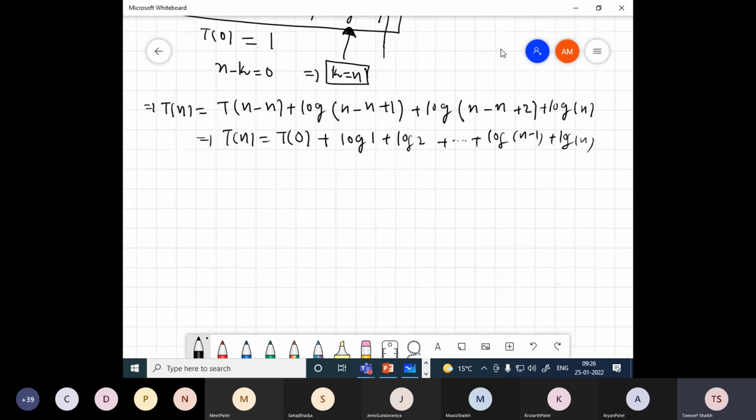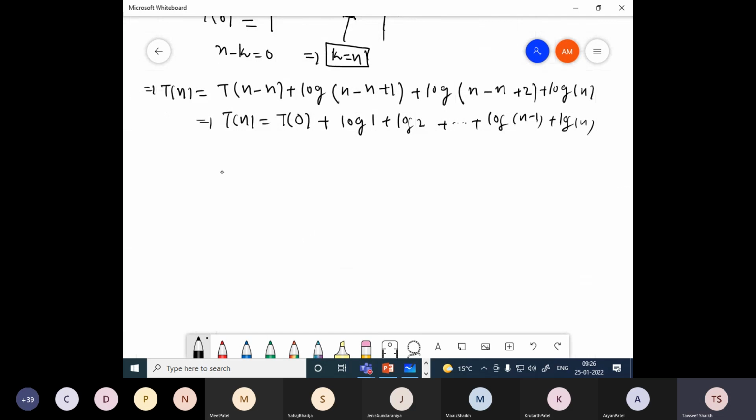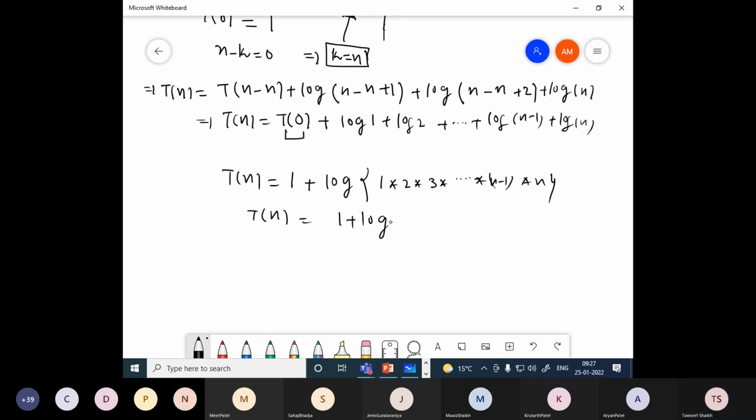So it means that T of n is again equal to, in place of T of 0, I know when n is equal to 0 it is equal to 1, plus log. If I take the log outside, this is the multiplication of 1 into 2 into 3 into ... into n minus 1 into n. So T of n is again 1 plus log of n factorial.